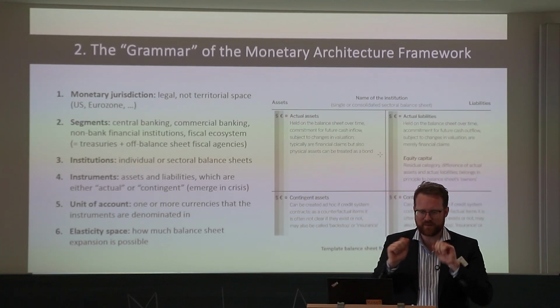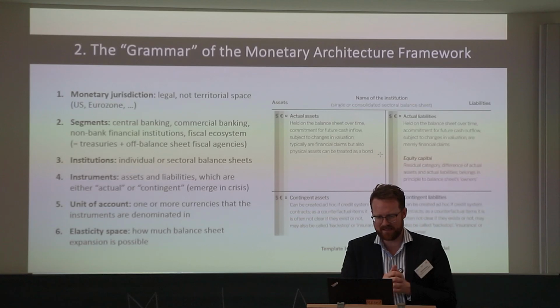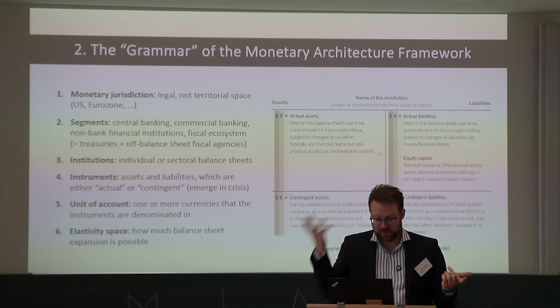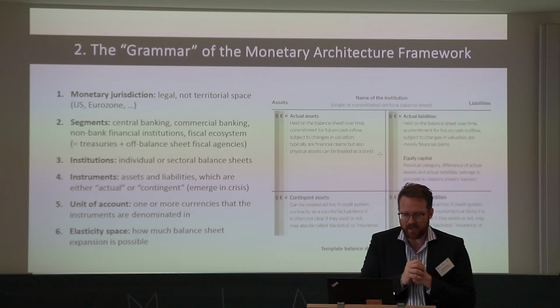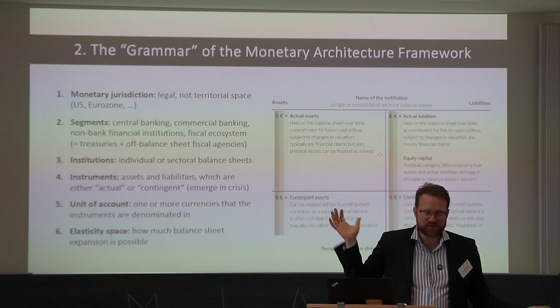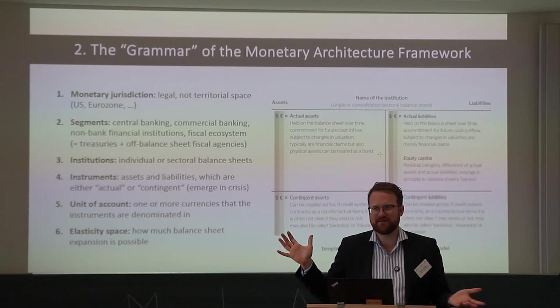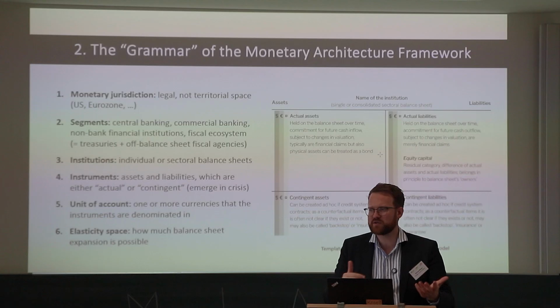And then you have to put instruments in there. And so instruments are assets and liabilities. Every asset needs a corresponding liability. There are a lot of instruments. You cannot place them all in there. So even there you have to sort of prioritize which one you pick.